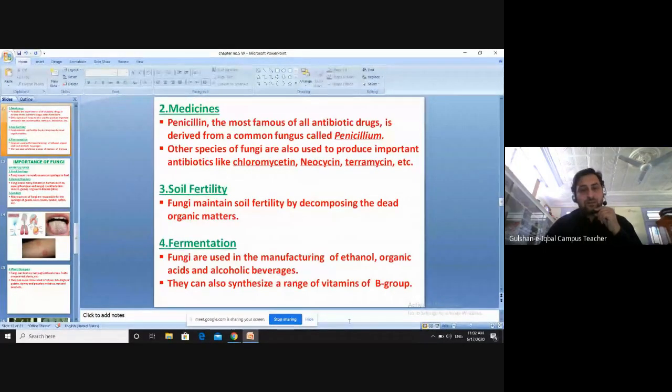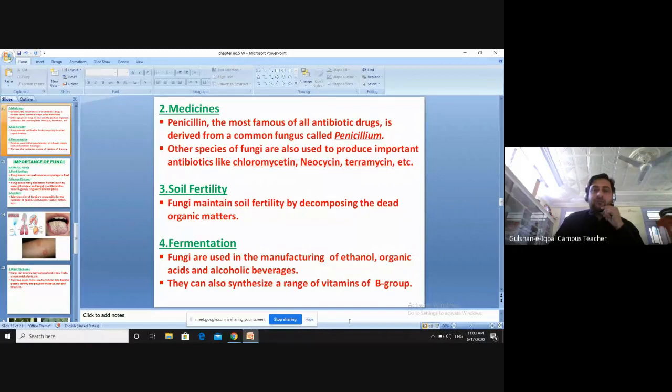Point number 4 is fermentation. Fermentation is anaerobic respiration, where we can manufacture many things out of sugar, fruit juices and other things. For example, we get ethanol and organic acids, like acetic acid and citric acid. Alcoholic beverages like wine and beer are formed by the process of fermentation.